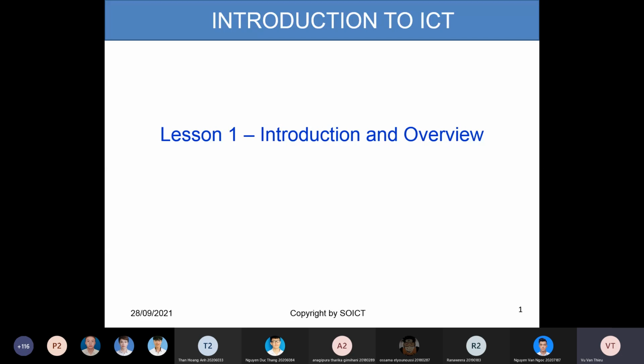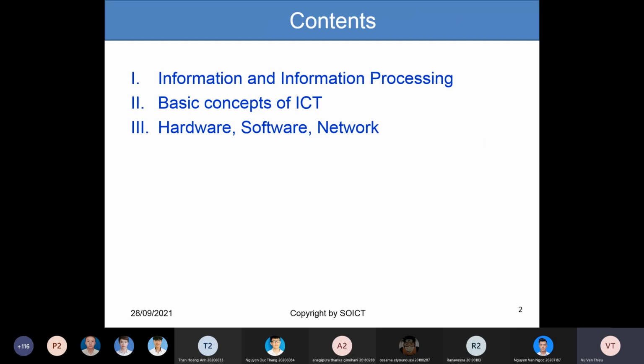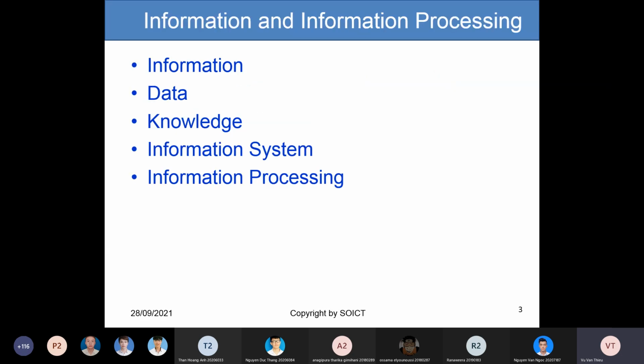So we go to the first lesson of introduction to ICT. So the first lesson is just introduction and overview of ICT. Actually, I will show you the basic concepts of information and information processing. Next, I will show you the basic concepts of ICT and a very brief overview of hardware, software, and network.